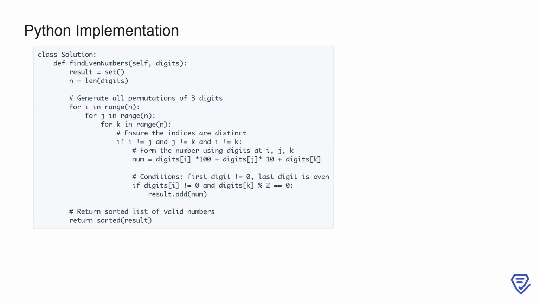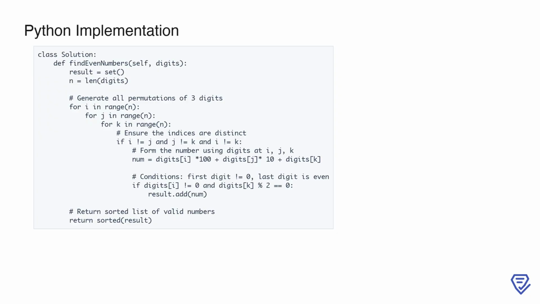2. Triple nested loops. The solution uses 3 nested loops to generate all possible 3-digit combinations from the input digits. The outer loop iterates over the first digit, the middle loop over the second digit, and the inner loop over the third digit. This ensures that all combinations of 3 digits are considered. 3. Index validation. Inside the loops, a condition checks if the indices i, j, and k are distinct to ensure that each digit is used only once per number.